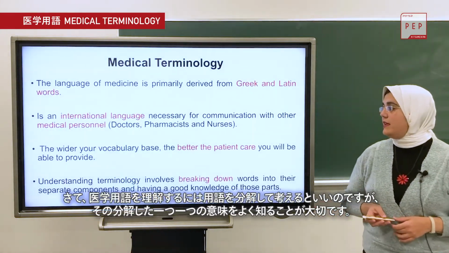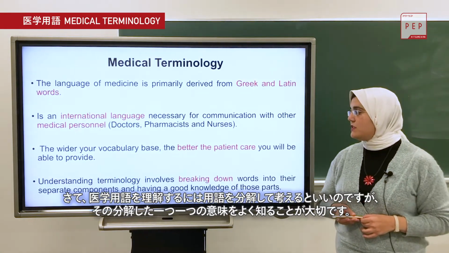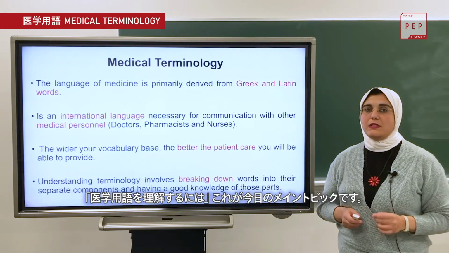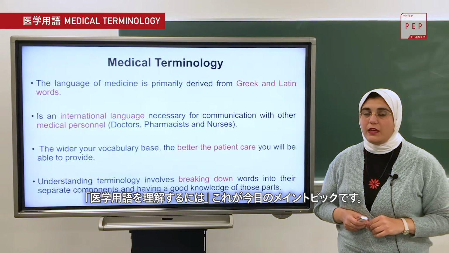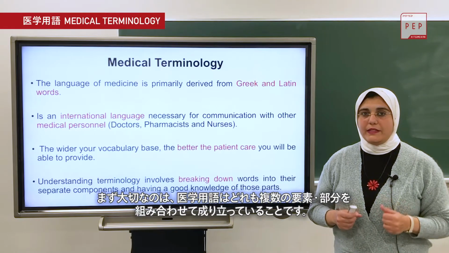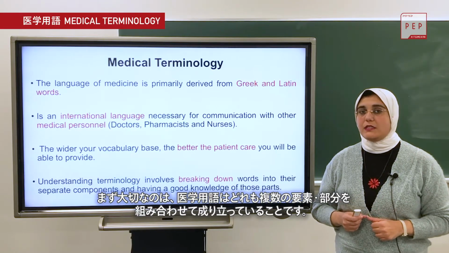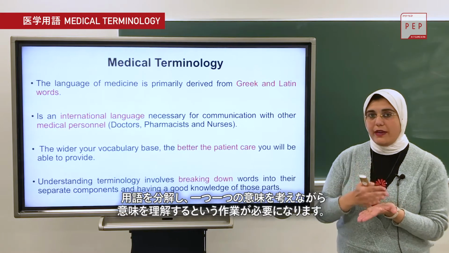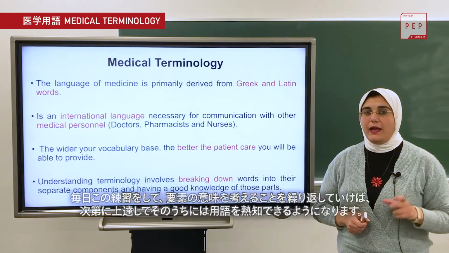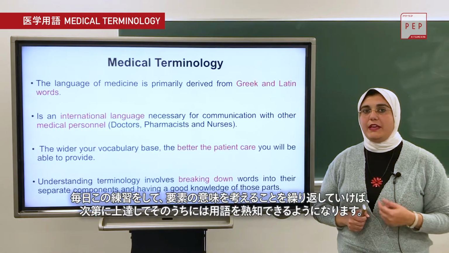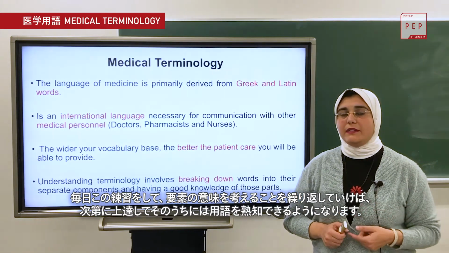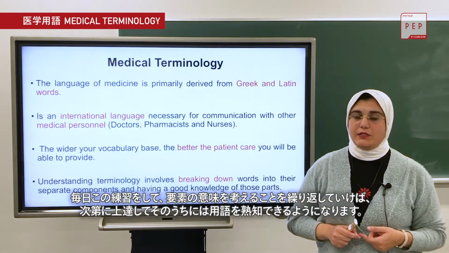So, understanding medical terminology involves breaking down words into their separate components and having a good knowledge of these parts. This is the most important part of our presentation today, how to understand medical terminology. First, we have to know medical terminology is composed of many parts, and to understand each part, we have to break down the words into many parts and search for each part individually. As long as you train and every day you think about and search about medical terminology, in time you will be an expert in understanding these terms.